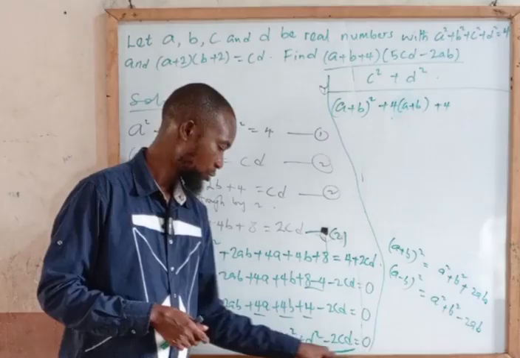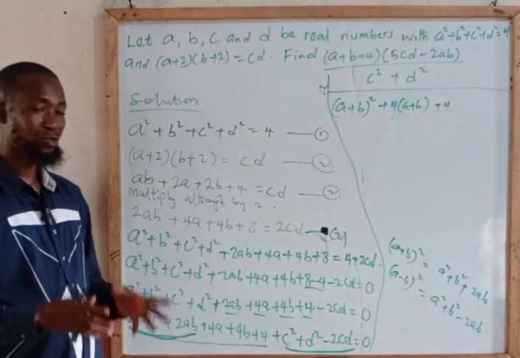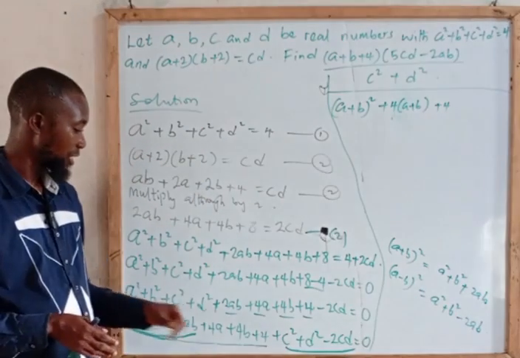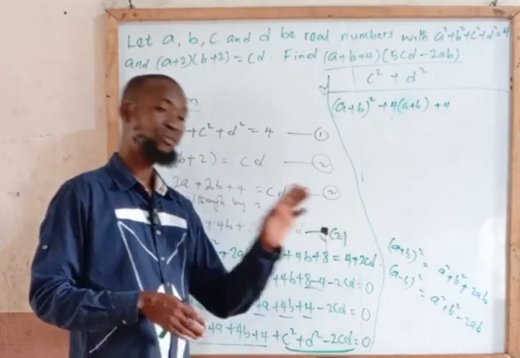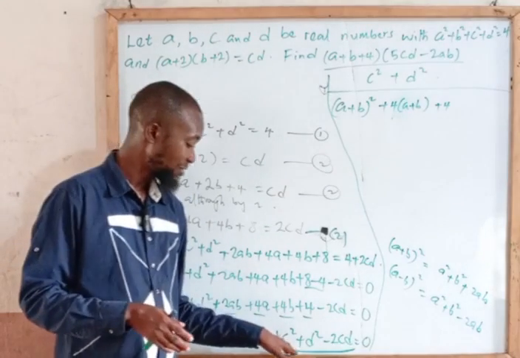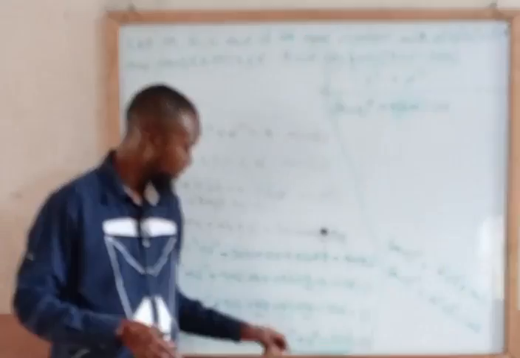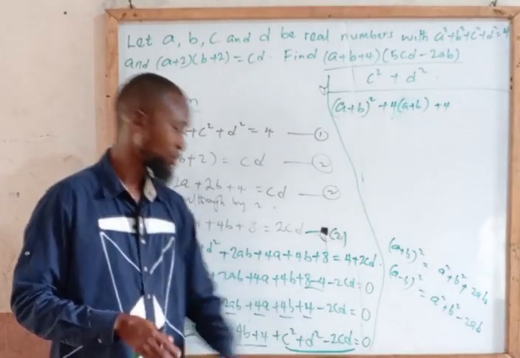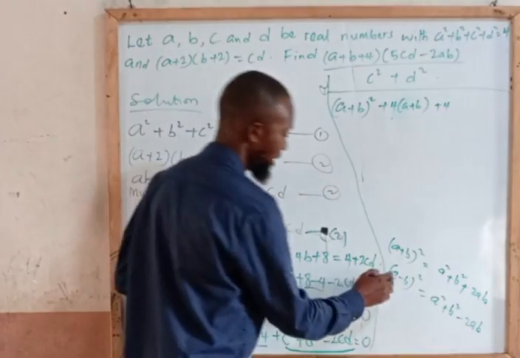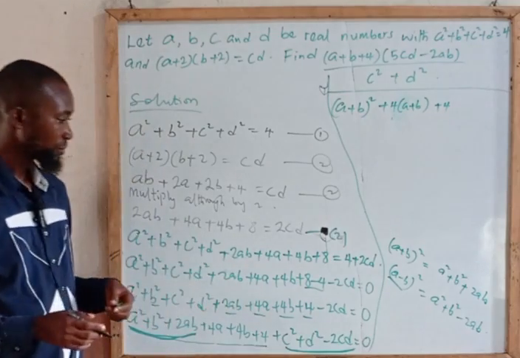Now let's also see what we have here: c squared plus d squared minus 2cd. This one also relates to a given identity. In fact, let me say this is the value of a particular identity. What identity is equivalent to c squared plus d squared minus 2cd? We can see it is this identity.